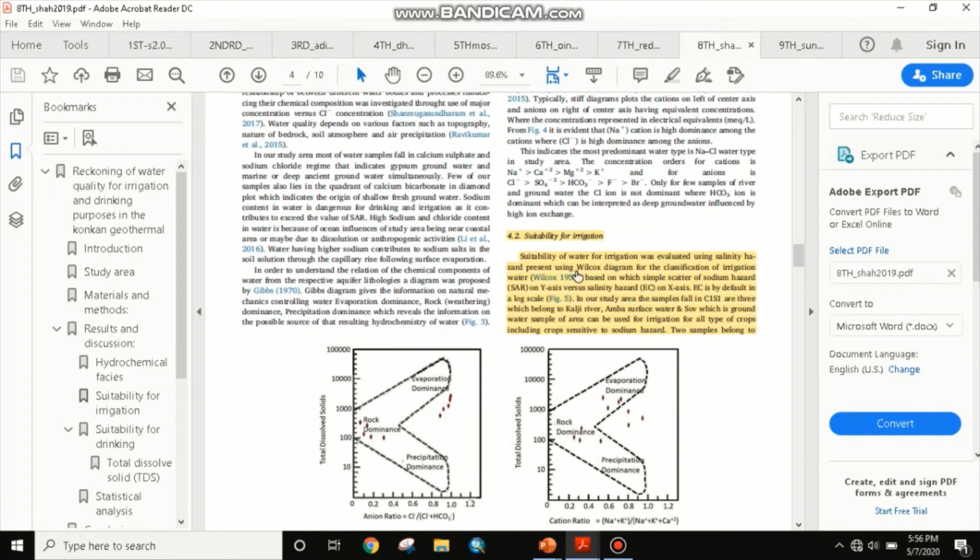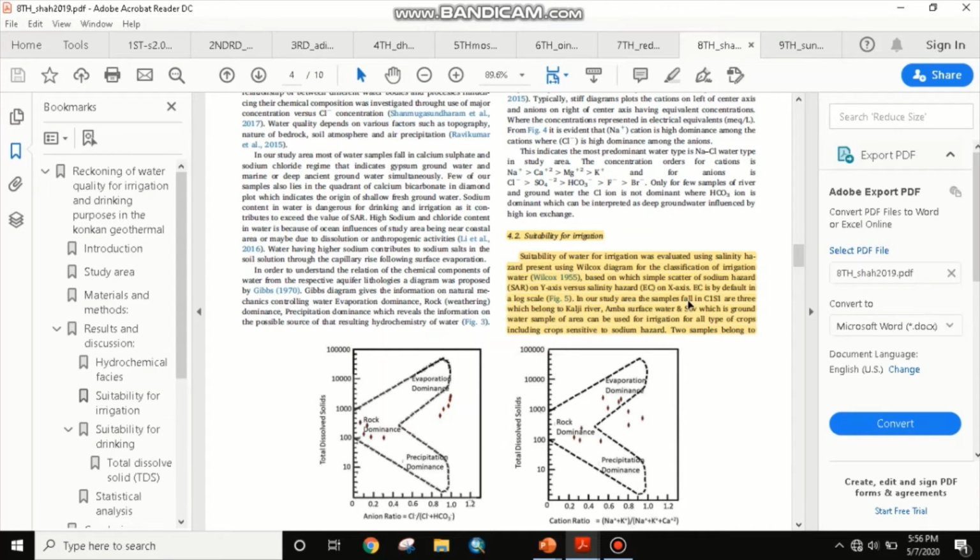So you can see from here, the samples are scattered based on sodium hazard on the y-axis versus salinity hazard, that is electrical conductivity, on the x-axis. EC is by default in a log scale, so that is present in log scale, as I told you before, that by default that category they have created.